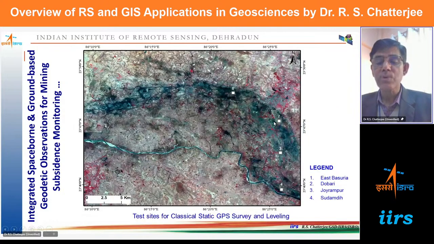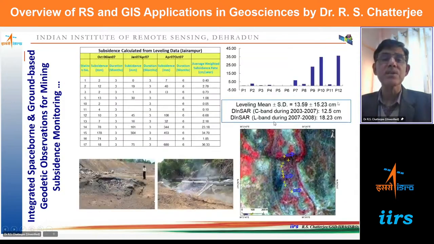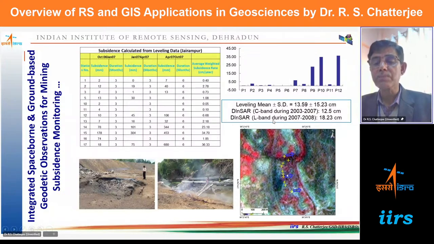And four test sites we have extensively studied. These are the four test sites. And one of these test sites you can see is in the Jairampur area. These are the locations. And here you see roof collapse is happening because of the subsurface coal fire and underground mining. And laterally also horizontal displacement is observed. And this is the direction of the horizontal displacement.